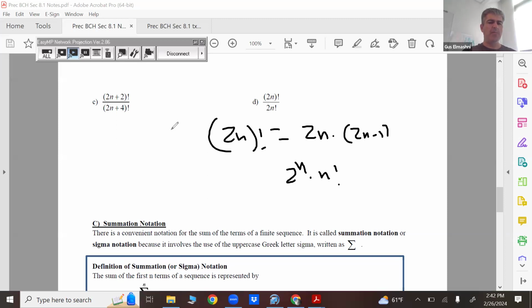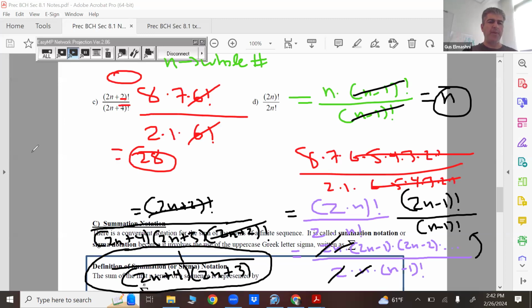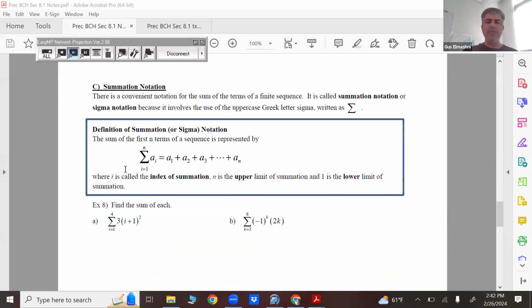Yeah, I don't know. Because you got to subtract. The only thing that cancels the 2 and... Yeah, well, let's revisit that one later. Let's move on, guys. Okay, summation notation, guys.